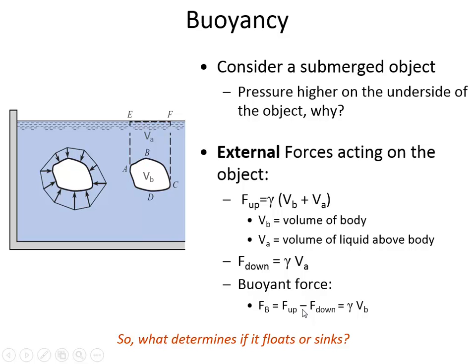So how do you know if an object is going to float or if it's going to sink? Like if this was rock, you'd know that it would sink, and if it's a very light plastic, it's going to float. And so what's the difference between the two?